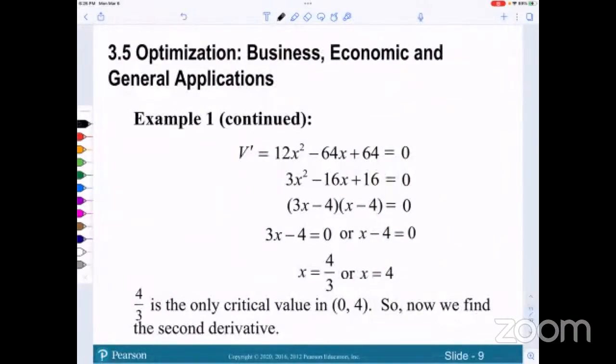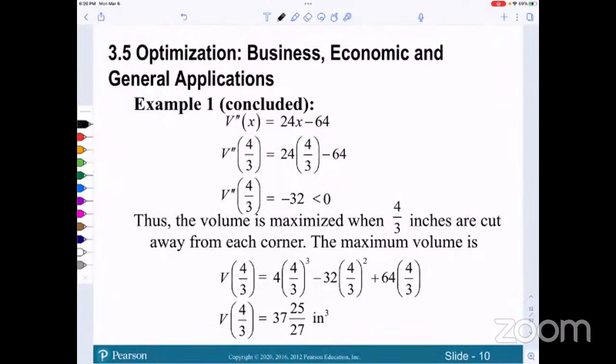All right, it's negative, which means concave down, which means we have a max. That occurs when x is 4/3 inches, and then for the maximum volume, you plug that 4/3 into the original, and you get your maximum volume here, right? So I think that part we kind of left out.